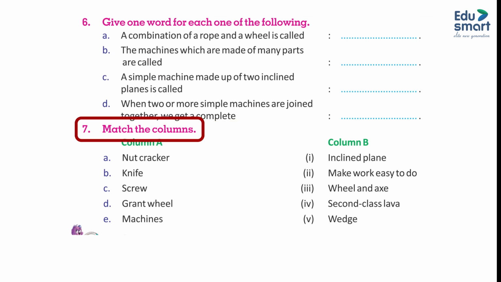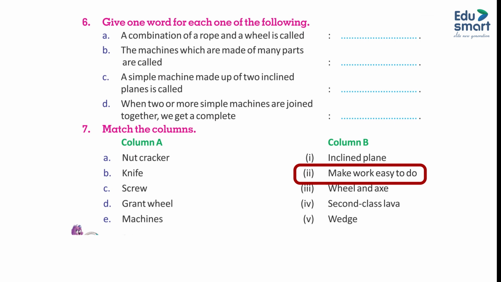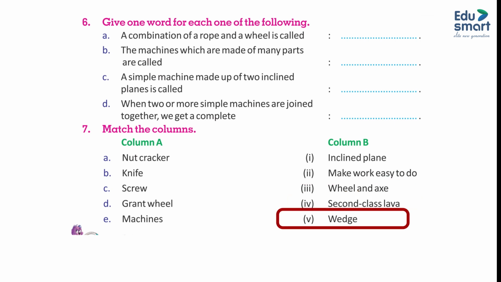7. Match the columns. Column A. A. Nutcracker. B. Knife. C. Screw. D. Giant wheel. E. Machines. Column B. 1. Inclined plane. 2. Make work easy to do. 3. Wheel and axle. 4. Second class lever. 5. Wedge.